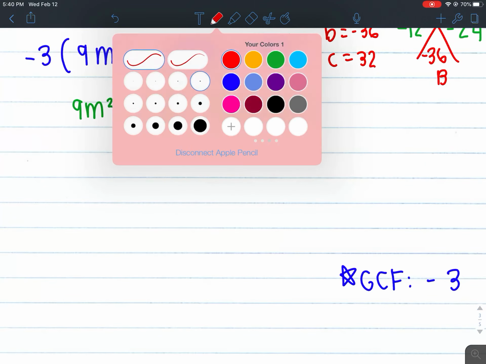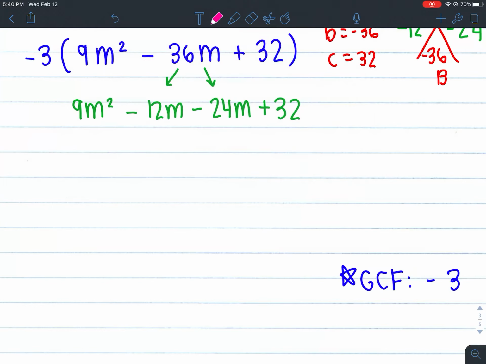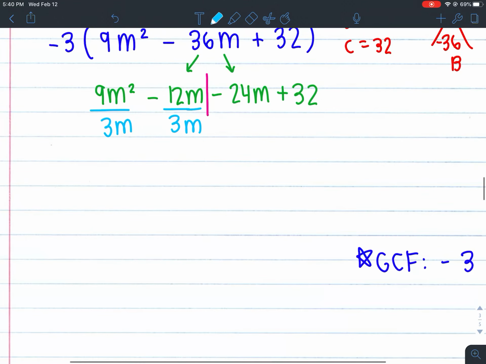All right, now that I have four terms, I can factor by grouping. So I'm going to split this in a group. The GCF of the first two, well, the largest number that goes into 9 and 12 is 3. And I can take out at most 1m. So I would take out 3m. 9 divided by 3 is 3, and I would have 1m left over. And then negative 12 divided by 3 is negative 4, and the m's cancel.